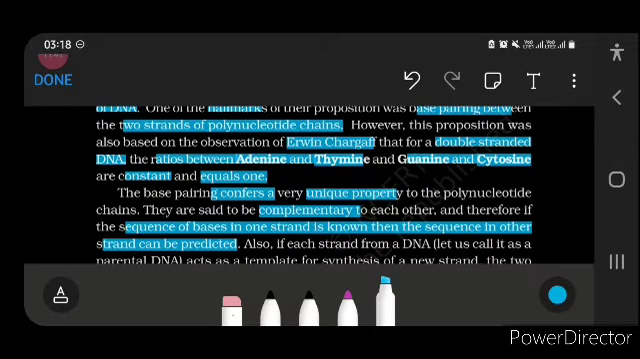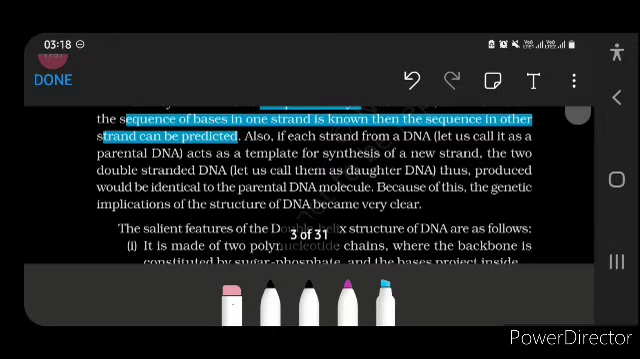Also, if each strand from a DNA, let us call it the parental DNA, acts as a template for synthesis of a new strand, the two double-stranded DNA, let us call them the daughter DNA, thus produced would be identical to the parental DNA molecule. Because of this, the genetic implications of the structure of DNA become very clear.